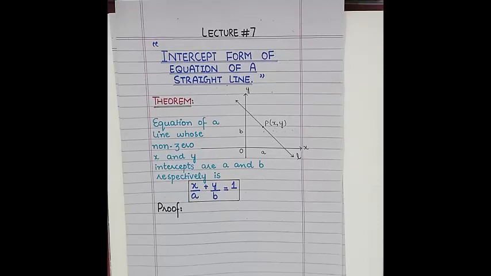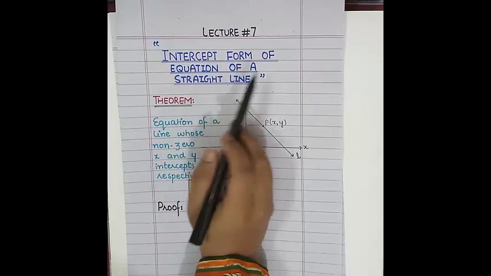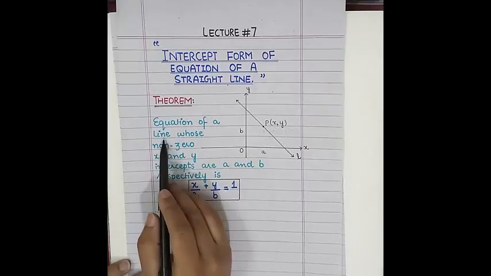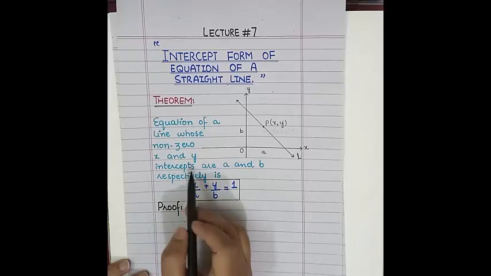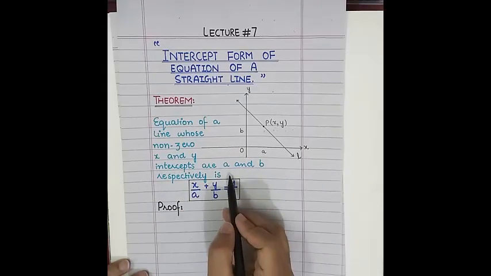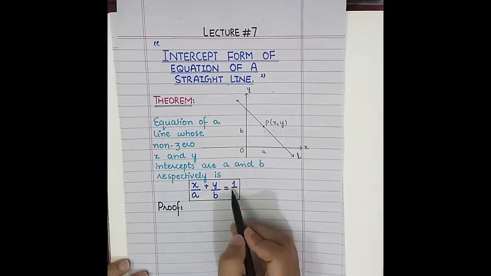It's been the 7th lecture since we are dealing with the topic of lines. Today our topic of discussion is the intercept form of the equation of a straight line. The theorem says the equation of a line whose non-zero x and y intercepts are a and b respectively is x over a plus y over b is equal to 1.